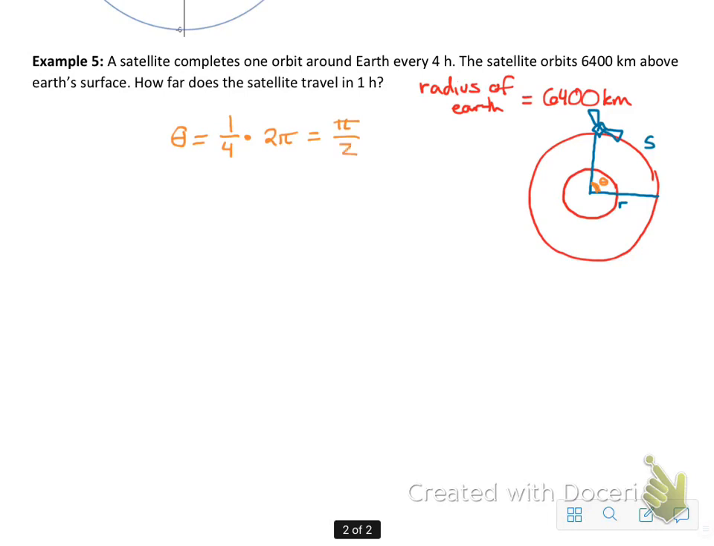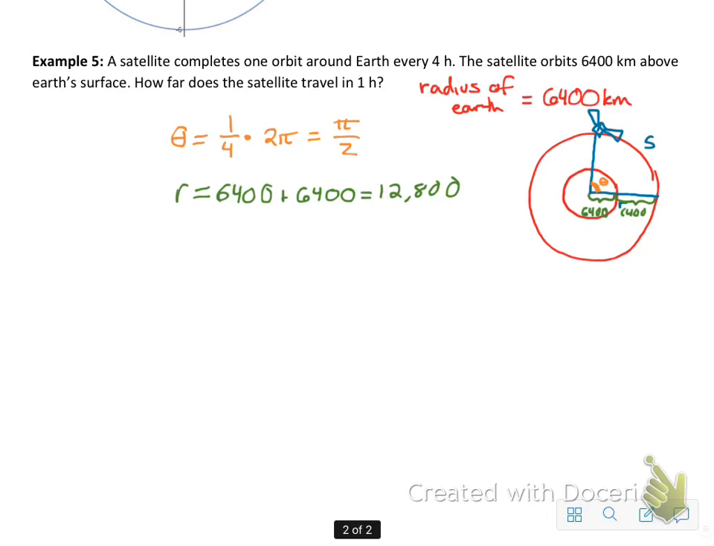Now the radius is going to be the Earth's radius, which is 6,400, plus the distance that the satellite orbits above Earth's surface, which also happens to be 6,400. Well, that means that the radius is 6,400 plus 6,400, which equals 12,800.